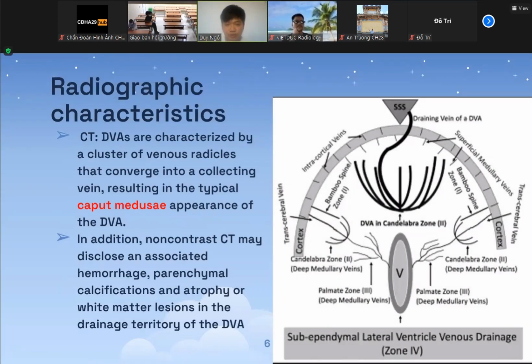About the radiographic characteristics on CT, DVAs are characterized by a cluster of venous radicals that converge into a collecting vein, resulting in a typical caput medusae appearance. In addition, non-contrast CT may disclose associated hemorrhage, parenchymal calcifications, atrophy, or white matter lesions in the drainage territory of the DVA. But most likely the caput medusae is the main characteristic here. Caput medusae, or head of Medusa. What is the head of Medusa?